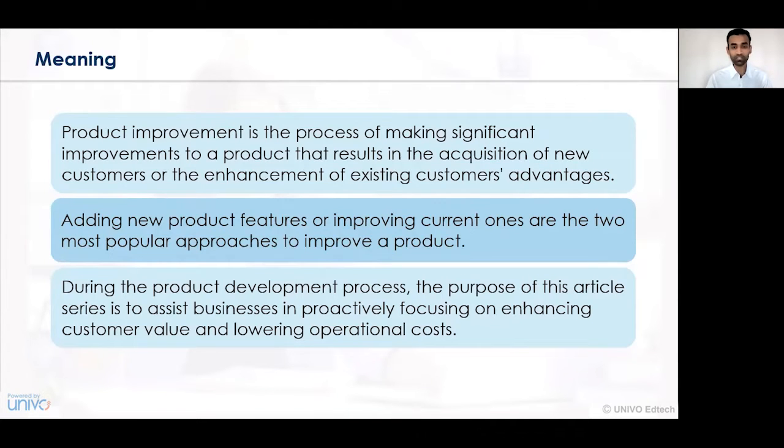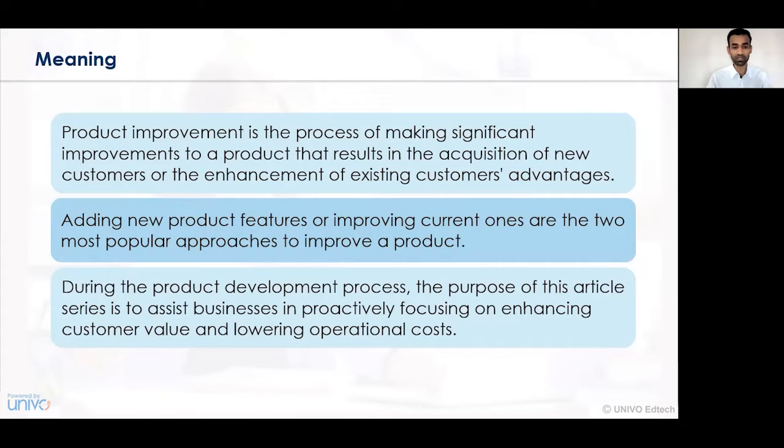So in this case, we are trying to identify how we create new customers for our product, or how the existing customers of our product are retained in the business organization. Adding new features to the product or improving the current ones are the two most popular approaches. What the organization or the company is trying to do is revise or modify the existing product available in the market, or else bring a new product into the market and offer it to the customers.